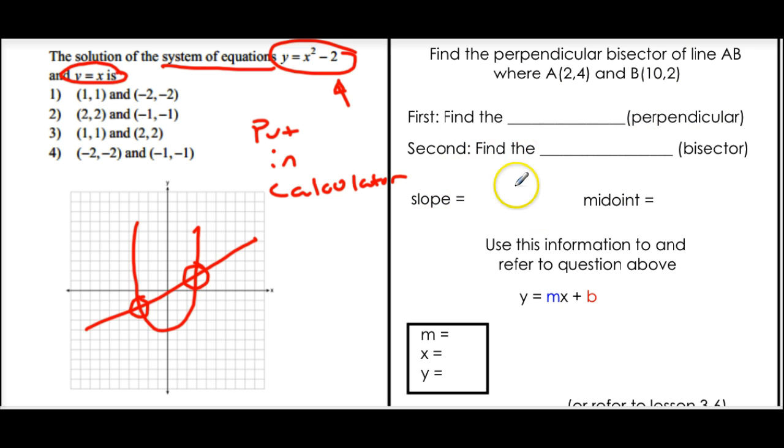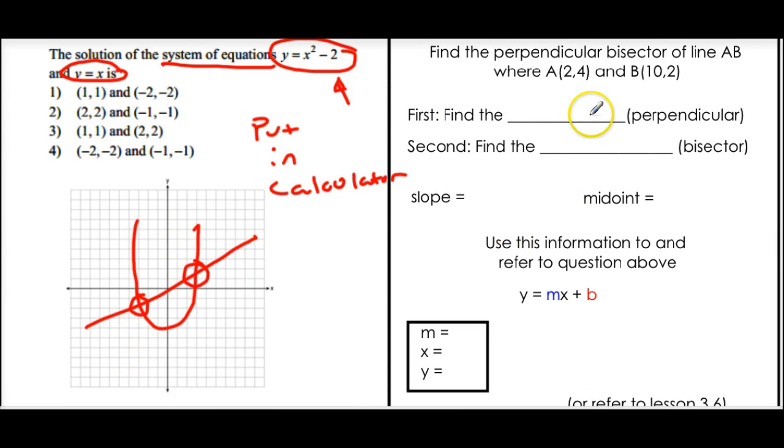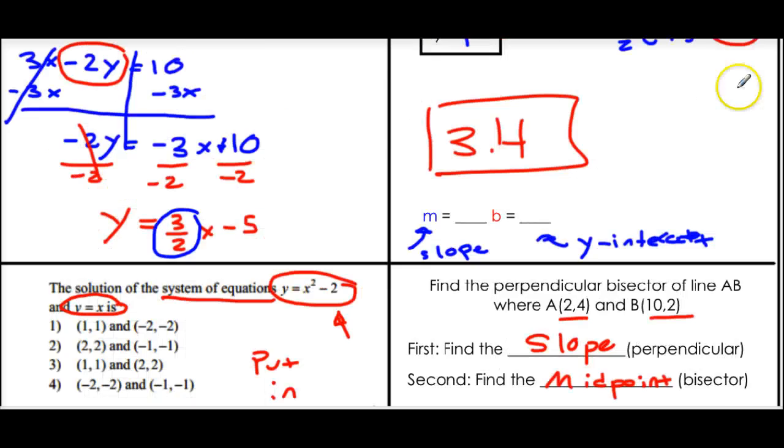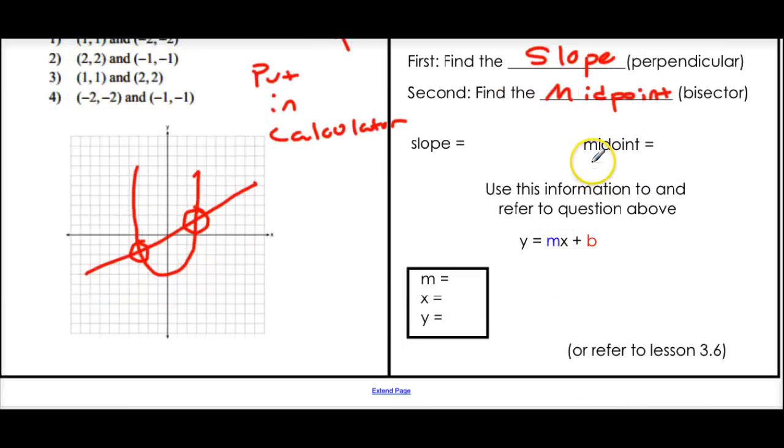Finally, perpendicular bisectors, how to find them. They're actually very similar to this kind of question, but you have to do two things first. The first thing to find the perpendicular bisector of line AB is to find the slope. Why do you find the slope? Well, so you can find out what the perpendicular slope would be. And the second thing you need to do is find the midpoint. Once you find the slope and the midpoint, you just do exactly what you did in this one. Same exact thing. You find your mxy, plug it into y equals mx plus b, and you're good to go.